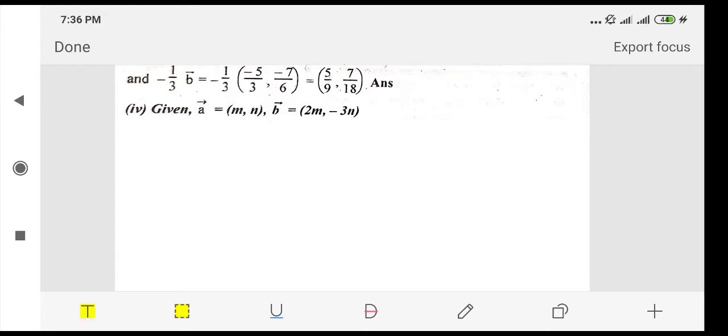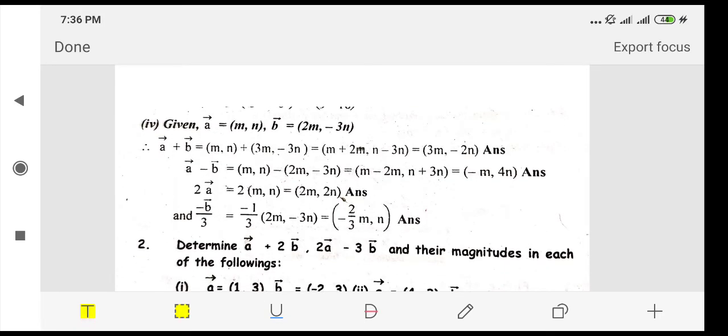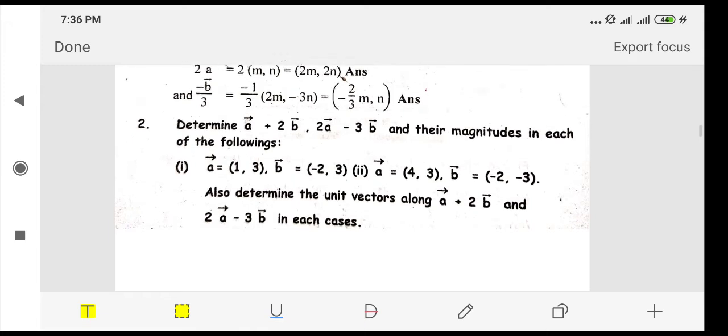Now let's see the solution for number 4. Here I pause the video. You can pause it too and check your solution after solving it, without looking. Now let's go to question number 2.